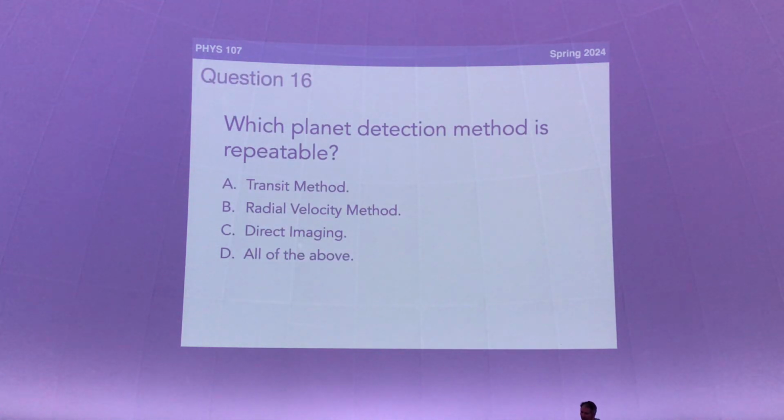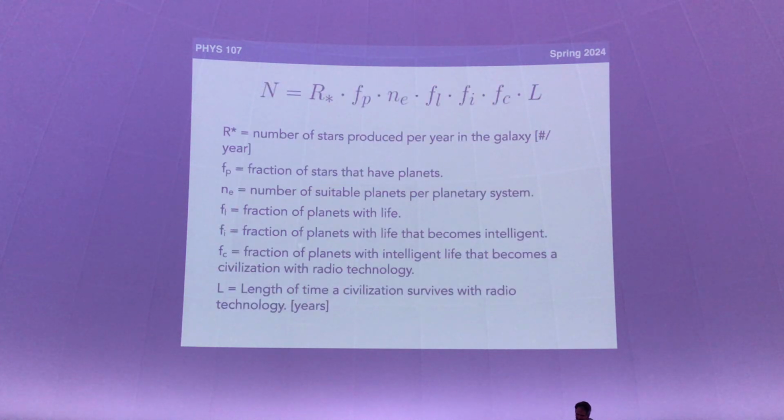All right. Which planet detection method is repeatable? The transit method, the radial velocity method, direct imaging, or all of the above? Which one of those can I do again with a different telescope? 1, 2, 3. Excellent. They are all repeatable, which is why they are good for scientific verification.